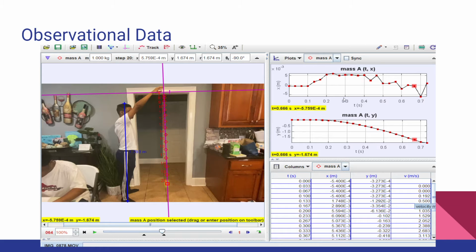You can see that the line that resulted from the data I gathered is curved, which indicates that there is a change in velocity, which then indicates that there's a non-zero net force acting on the system according to Newton's second law.